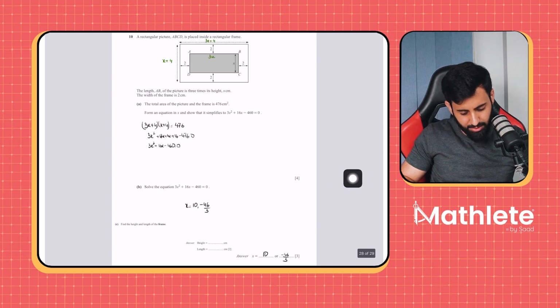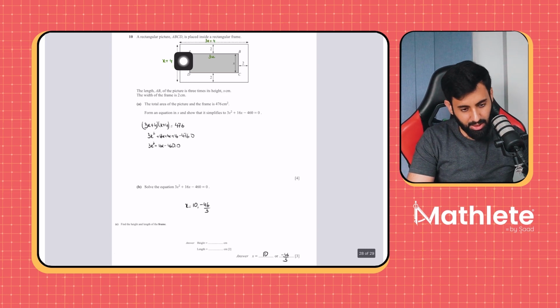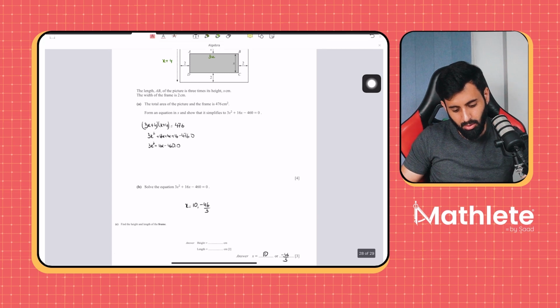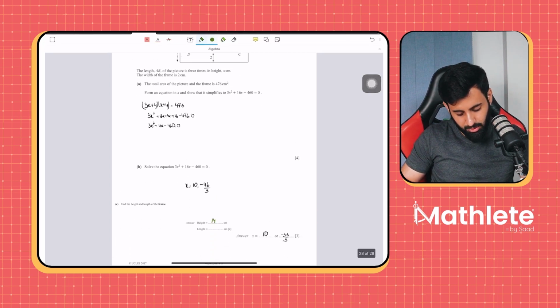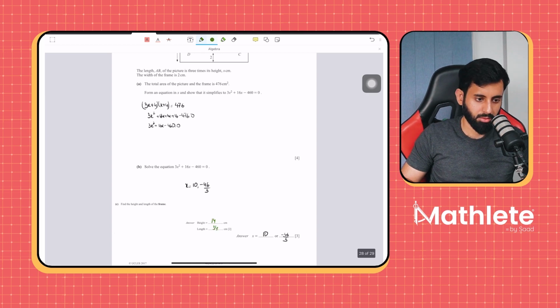So you have to give the height first. So height is going to be x plus 4. That means it's going to be 14. And then the length is going to be 3x plus 4. So that's going to be 34.